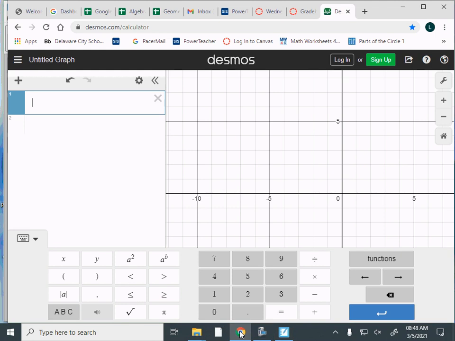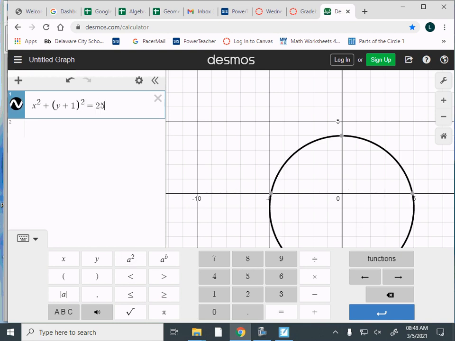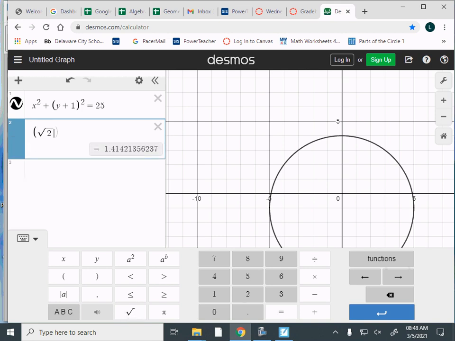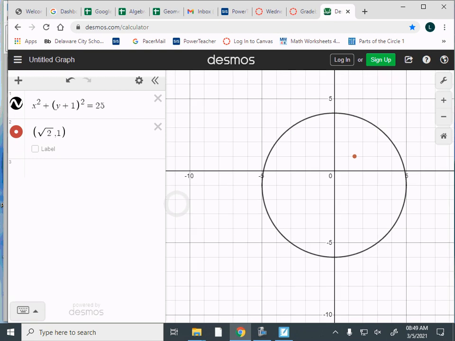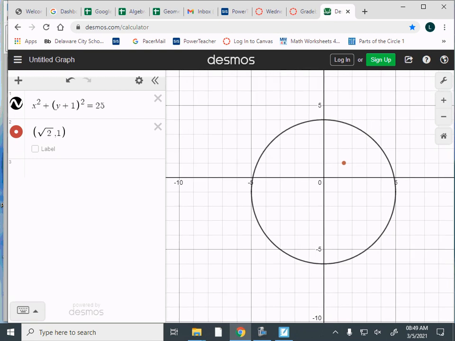Type it in, which is x squared plus parenthesis y plus 1 close parenthesis squared equals 25. It graphed it for me. Then plot that point. To plot the point, put a parenthesis. You have to put parentheses in Desmos when you plot points. We have the square root of 2. Make sure you arrow out of that square root, comma 1. Where does that point lie? Is it inside of the circle, outside of the circle, or on the edge of the circle?